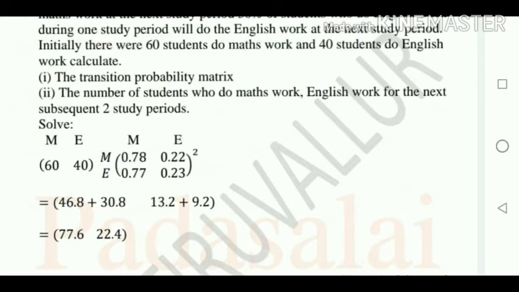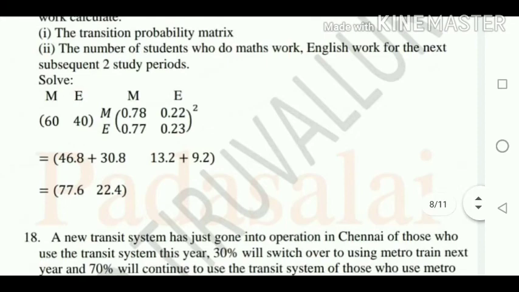60 into 0.78 you are getting 46.8 and 40 into 0.77 you are getting 30.8. Likewise, 60 into 0.22 you are getting 13.2 and 40 into 0.23 you get 9.2. The answer is 77.6 and 22.4.